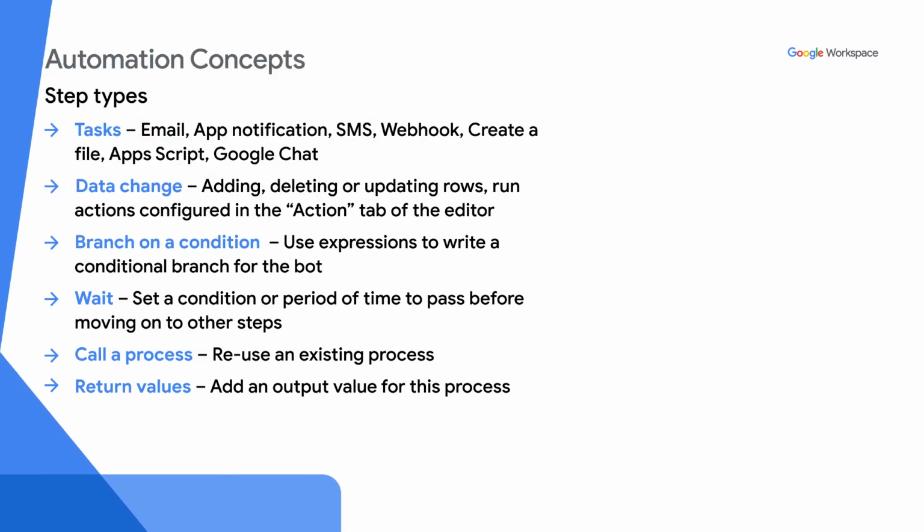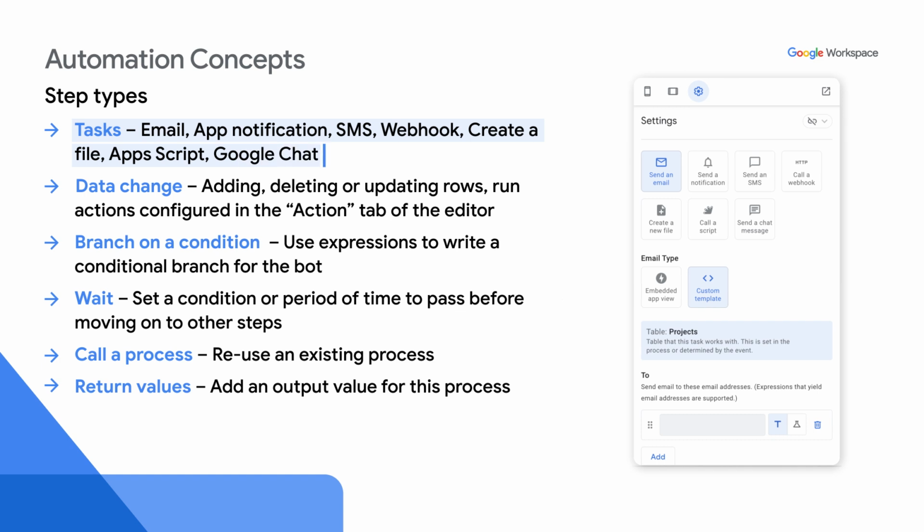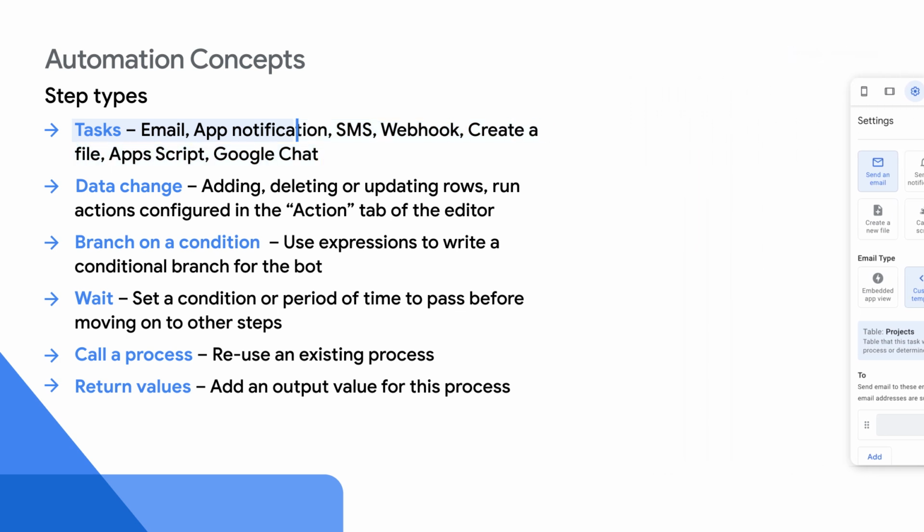Since AppSheet supports a range of use cases, there are many different types of steps in automation. Let's walk through each of them. One of the most common step types are tasks. These are used to send notifications or call scripts. They're useful for notifying users that something has been updated or something has happened. Or you can also use a task to create a file based on data in your process.